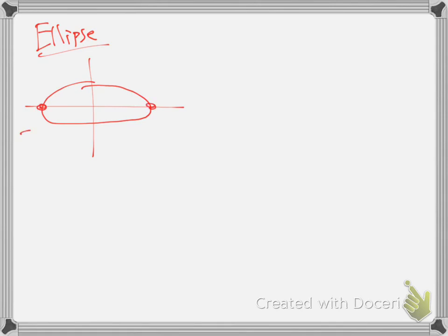And this is minus A and plus B, minus B. And the focus points are always on the major axis, aren't they? So that would be like here, C and minus C. The major axis is the bigger direction. So if the thing is more wide, the major axis is the x-axis.